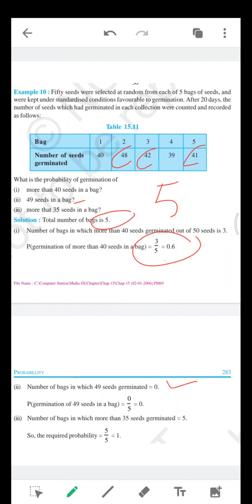Then more than 35 seeds. How many bags have more than 35 seeds in this? 40, 48, 42, 39, 41, all these are more than 35, so our probability will be 5 by 5. Okay, 5 out of 5. So this is the way we have to do the examples. Hope it is clear to you all.